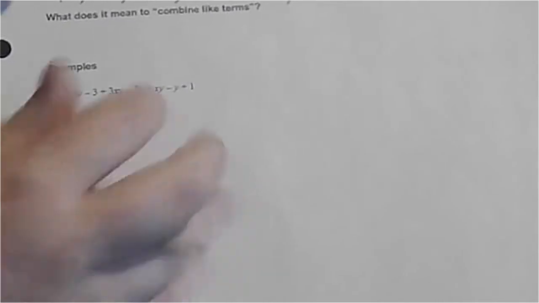So what does it mean to combine like terms? It means any of them that are the same, like if I have an x written somewhere and more x's written somewhere else, we combine them and count how many we actually have altogether. So, what does it mean to combine like terms? To count how many of each term we have.